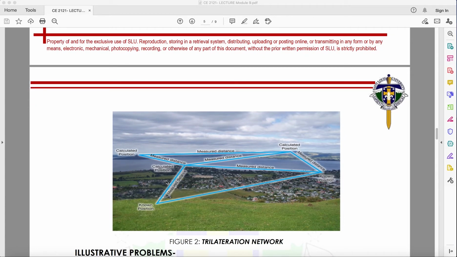So you have here a known position. So you have measured distance, measured distance, measured distance, measured distance, measured distance, calculated position, and so forth.